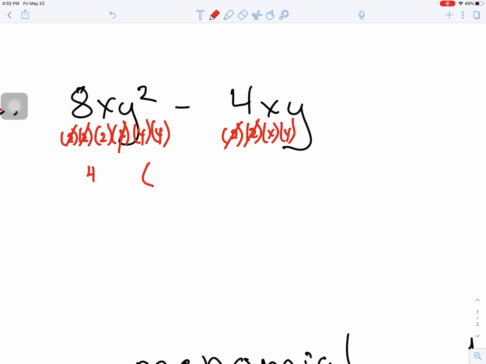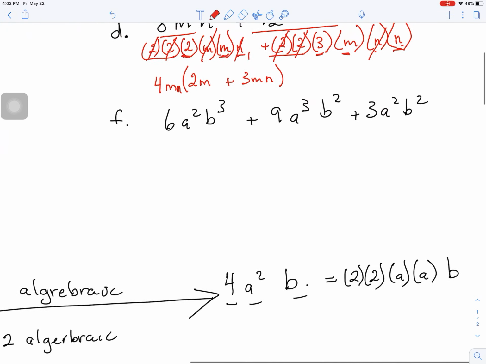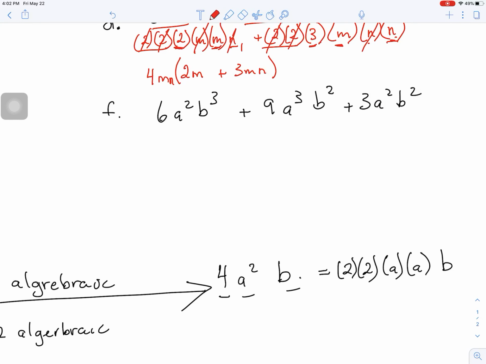And what about x's? We have 1 x in each one. So we can take our x's out, and we have 1 y that we can cross out here. Y there. So what do we have left when we have done this? Well, we have 2y, subtract, now you see everything's gone here, 1. And the last one is a trinomial. So I didn't talk about that, but a trinomial is 3.